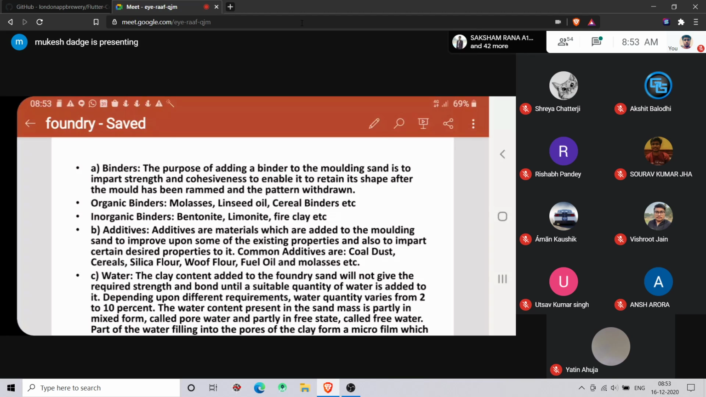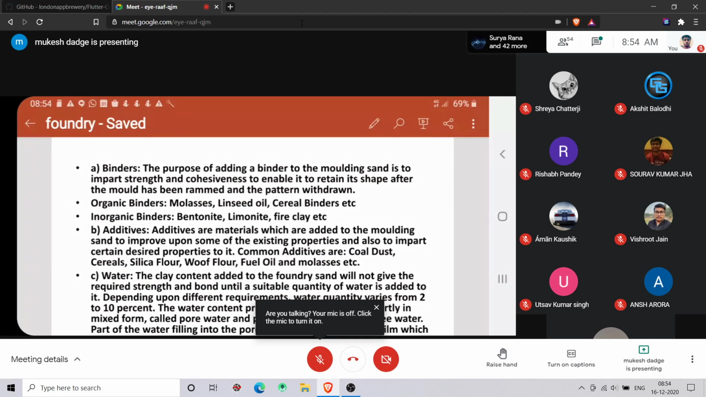The main binding is binding, but what is the use of additives? So collapsibility is needed, so you have to add something. And again some finishing is required, then you have to add something. So coal dust, silica flour, wood flour, fuel oil, and molasses. So these additives are there.